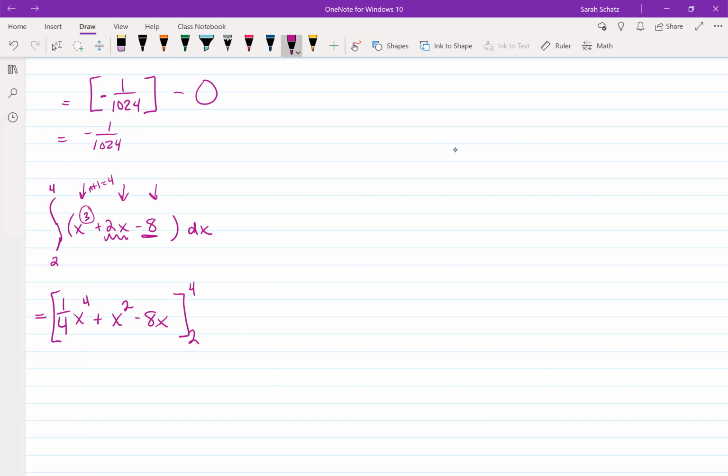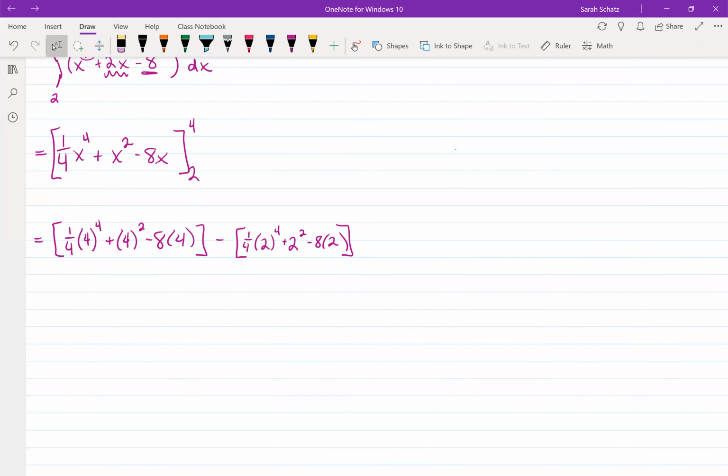So let's see what happens here. You guys, let's put the 4 in there. So I get 1/4 times 4 to the 4th plus 4 squared minus 8 times 4. So in this one, I put 4 in for everything. Now, in this bracket, I'm going to put a 2 in for everything. So I get 1/4 times 2 to the 4th plus 2 squared minus 8 times 2. And then I'm going to work each of these brackets separately. Then when I'm down to a single number in each, I will subtract.